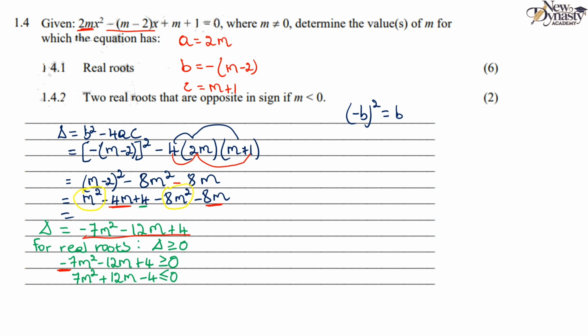And that's what we have now. So from there we can just factorize this. Please do not forget that when you multiply or divide by a negative sign, the inequality sign changes. Now how do we deal with this?